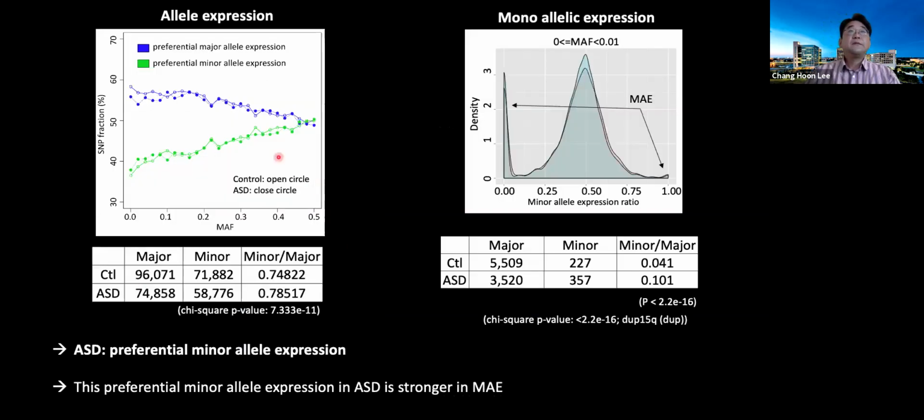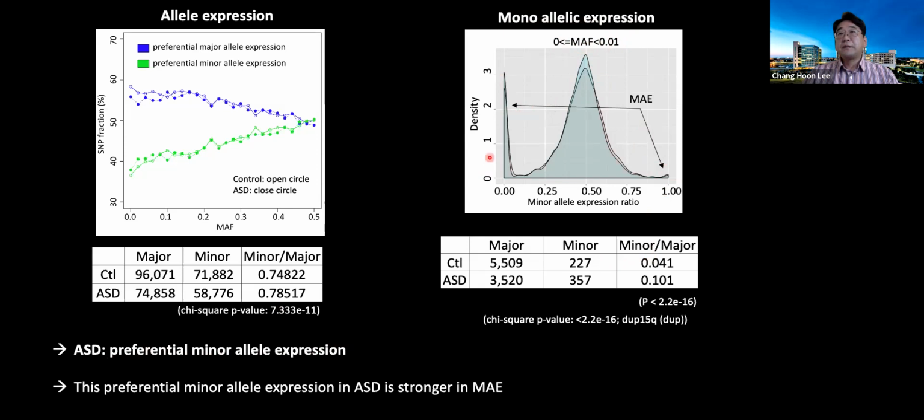So in general, when the minor allele frequency goes down, the preferential major allele expression rises, and then the preferential minor allele expression goes down. So it also shows an opposite pattern. When I compare major and minor allele expression between the control and ASD, ASD shows slightly more minor expression. So statistically, I can tell ASD has a proportionally higher minor allele expression, but it's not very strong. But when I consider the monoallelic expression, these two tails are very highly enriched at rare SNPs.